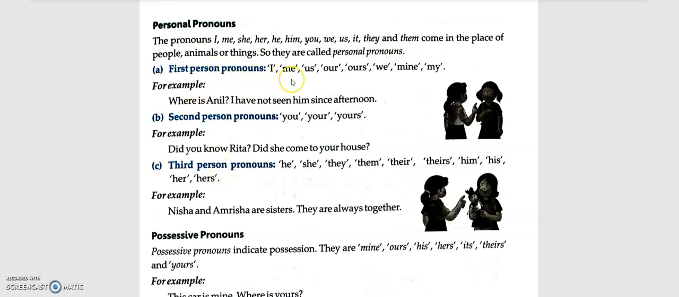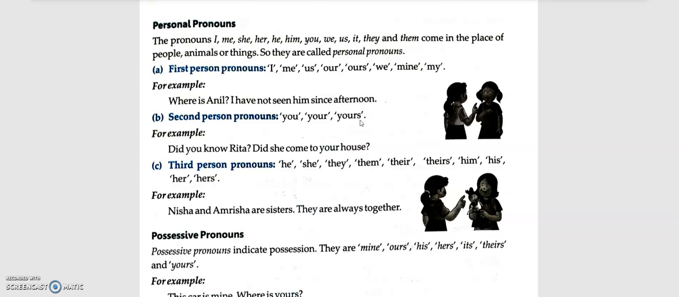First person pronoun is when we are talking about myself or ourself, something that is me, myself, I, me, us, our, ours, we, mine, my. For example, where is Anil? I have not seen him since afternoon. So I am talking, I am the one that is saying this, that is why there is an I. This is first person.